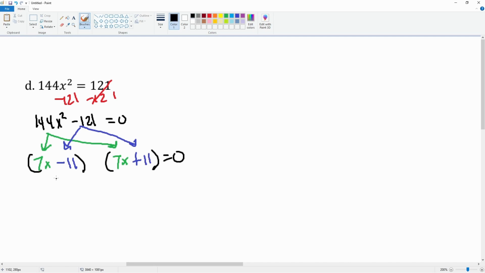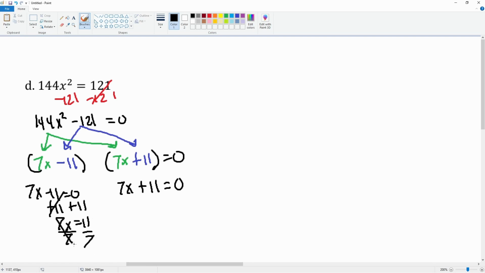Set each equal to 0. Now set and solve. 12x minus 11 equals to 0. And 12x plus 11 equals to 0. Plus 11 to both sides. This cancels. 12x is equal to 11. Divide by 12, divide by 12. This cancels. X is equal to 11 over 12.